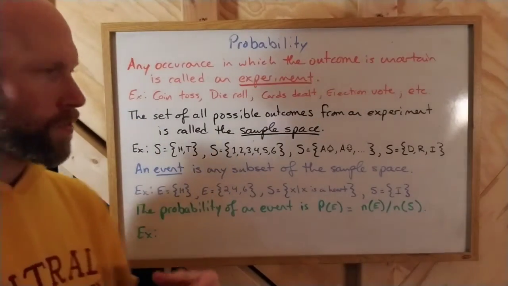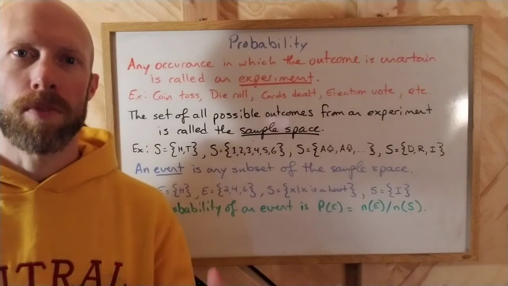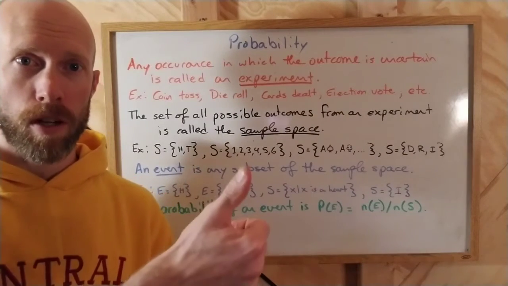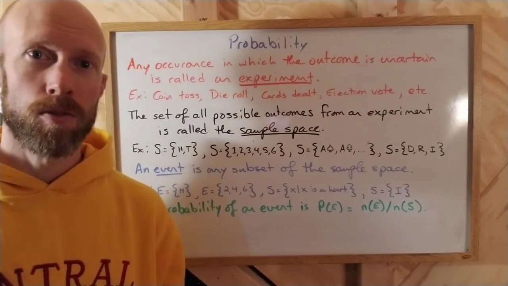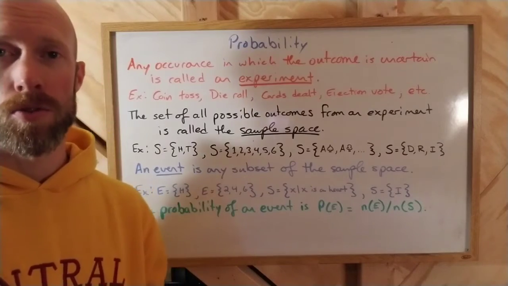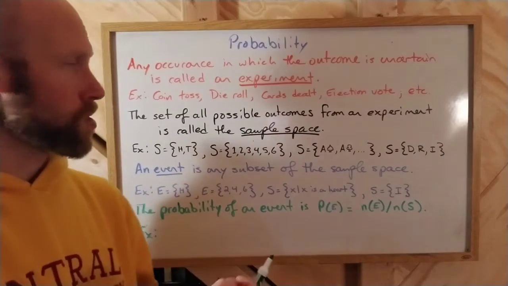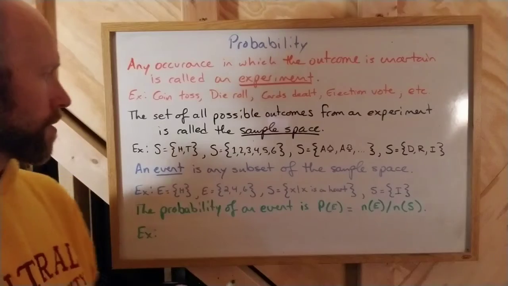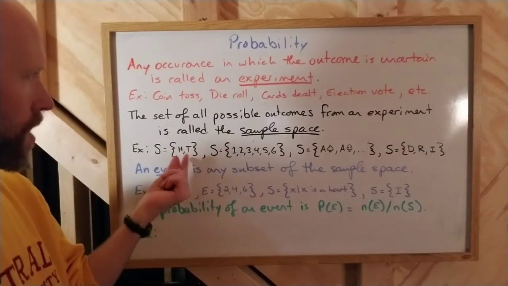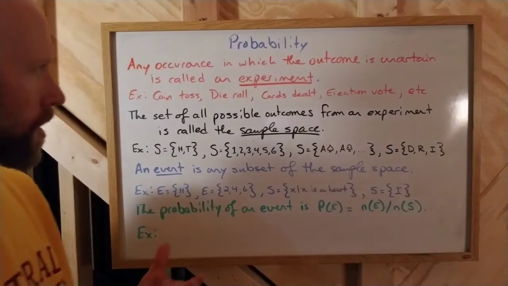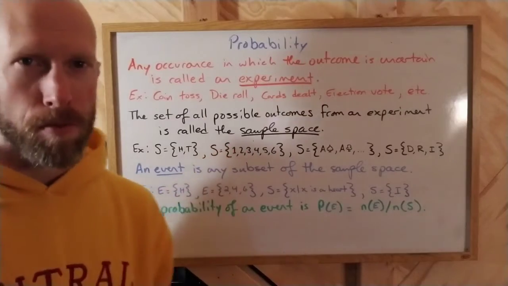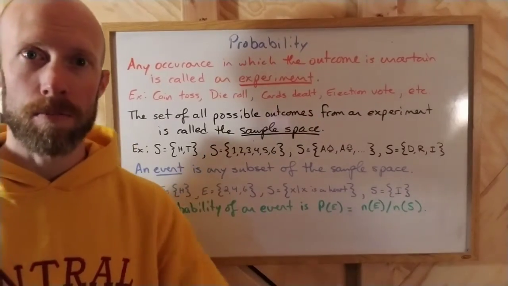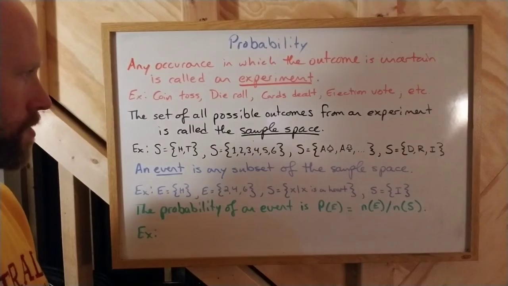The sample space has all of the possible outcomes from that one given event, like flipping a coin. The individual options are the outcomes of the experiment, and the set of all possible outcomes is the sample space. Take all of them together, you get the sample space.